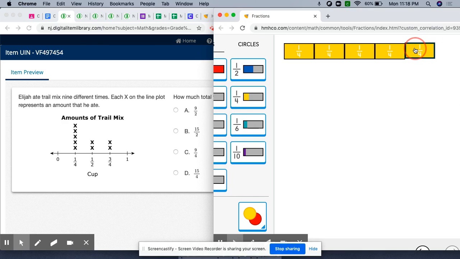Okay, and you can see here, I can't even put this together anymore because this is telling me that I just created one whole. 4 fourths, 1, 2, 3, 4. 4 fourths makes one whole. Okay, so here I have one whole and a fourth just from here.